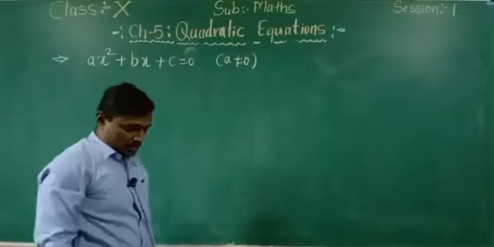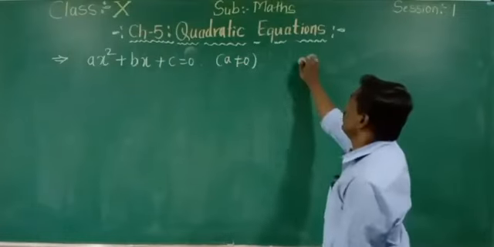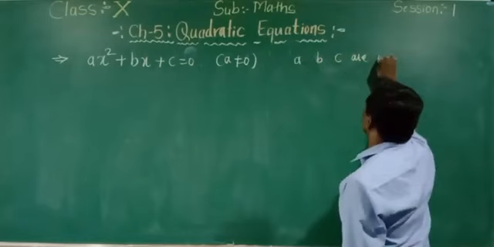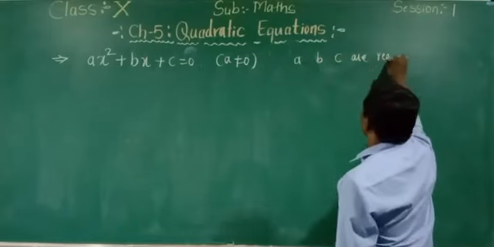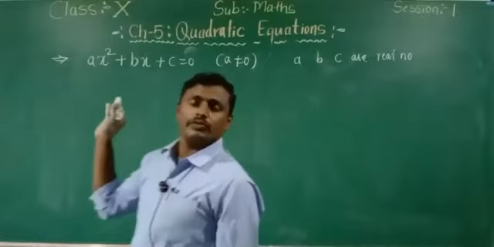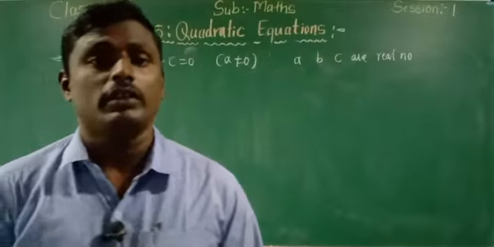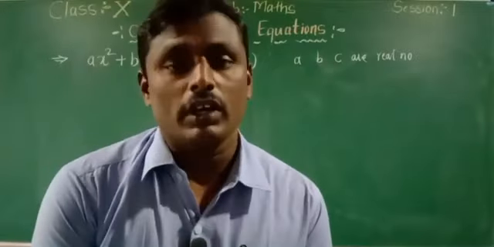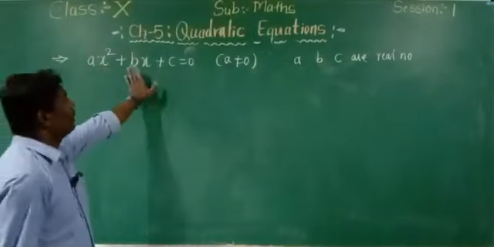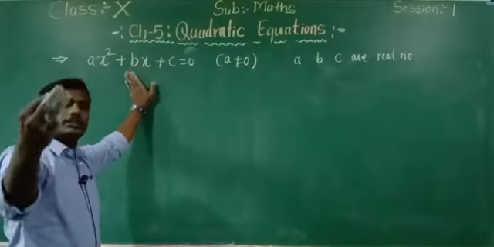A is not equal to 0 means a, b and c are any real numbers. Okay, and the degree of the quadratic polynomial is 2. Degree of the quadratic polynomial is 2, and each and every quadratic equation has 2 solutions.